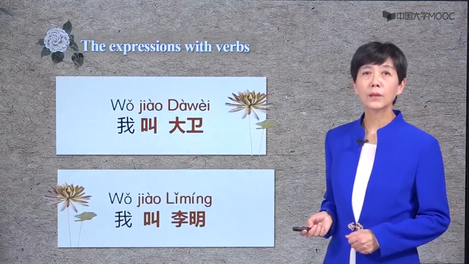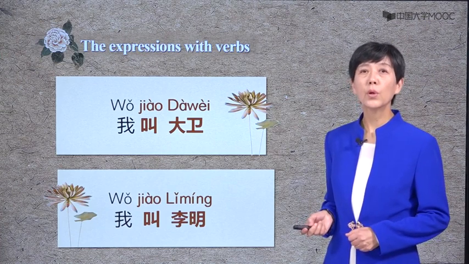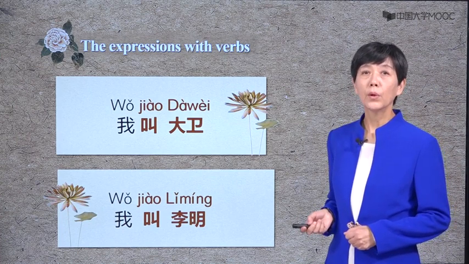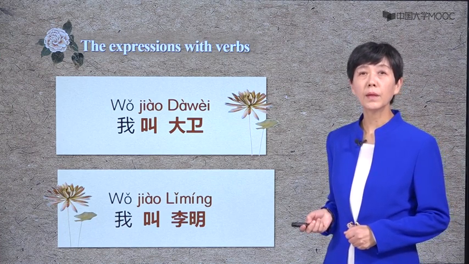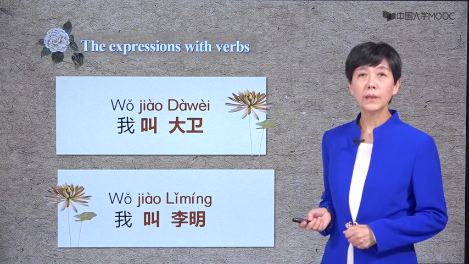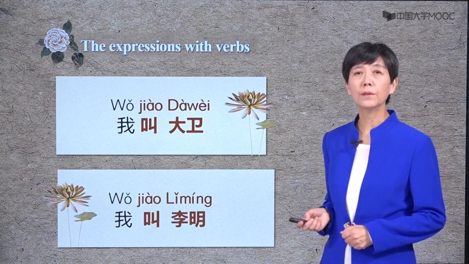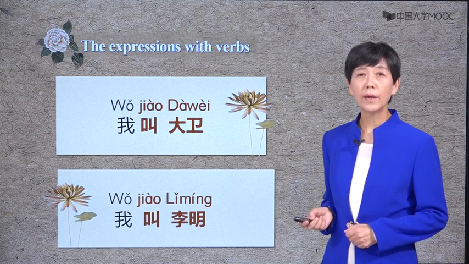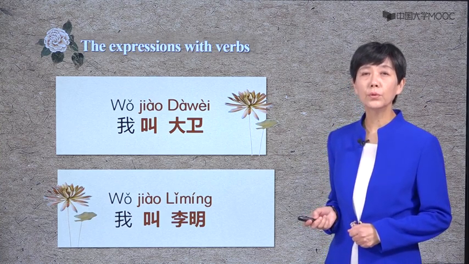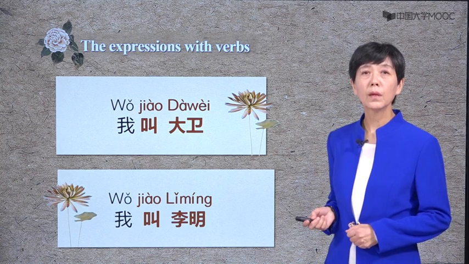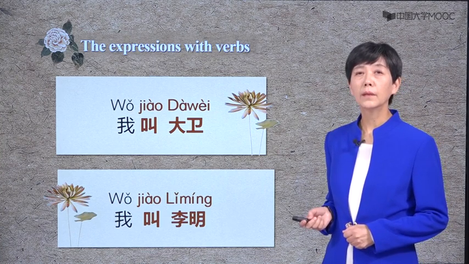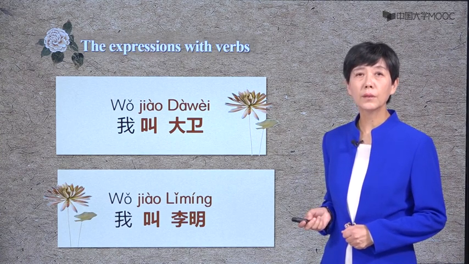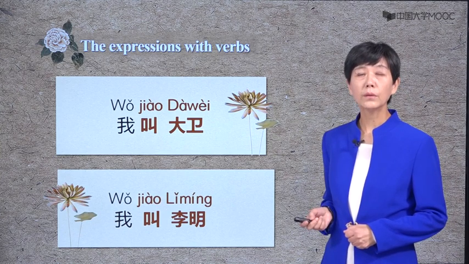Now let's take a look at another kind of expression which has a verb and object in these sentences. We can again divide each of them into two parts. But in this case, we see something a little different from the 你好 group, because the predicates could be divided into two subdivisions. 叫 is a verb, and 大卫, 李明 are nouns, and also they are objects of verbs, according to the linguists.